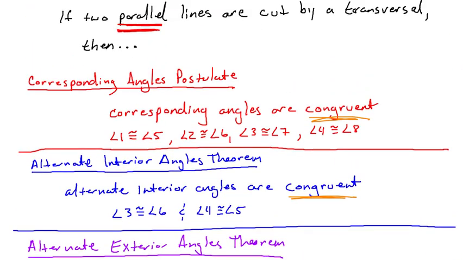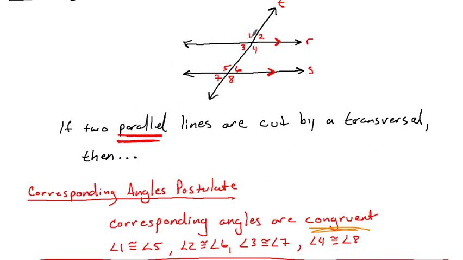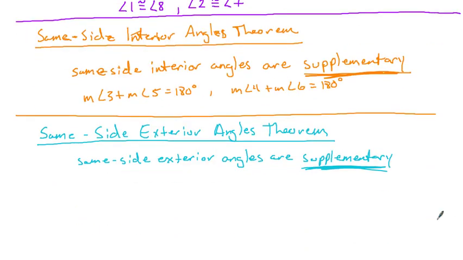So back up to the picture. Same side exterior. So 1 and 7. And notice 1 is obtuse, 7 is acute. An obtuse and an acute in this kind of picture always add up to 180. So the measure of angle 1 plus the measure of angle 7 equals 180 degrees. And our other set is the measure of angle 2 plus the measure of angle 8 also equals 180 degrees.